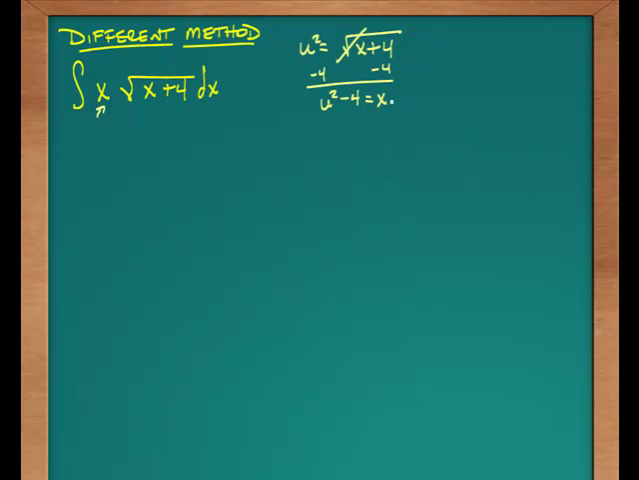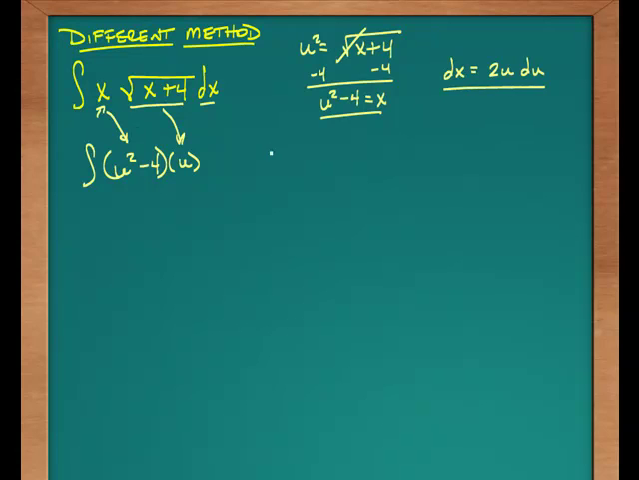Well, if I then took the derivative, because I have a dx that I need to replace, I would get that dx is equal to 2u du. I now have a lot to replace here. I know that my x, which we said was u squared minus 4, and then I have my radical, which I said originally was u, so then I'd be multiplying by a factor of u. My u was the square root of x plus 4. My x we found was equal to u squared minus 4, and my dx is equal to 2u du.